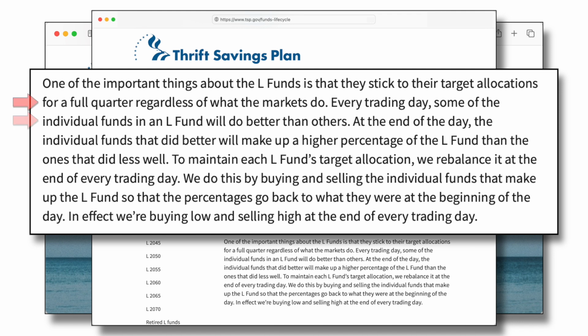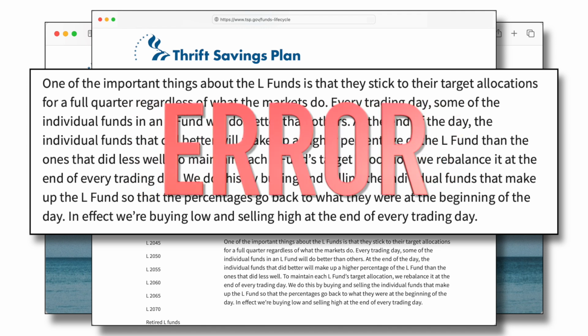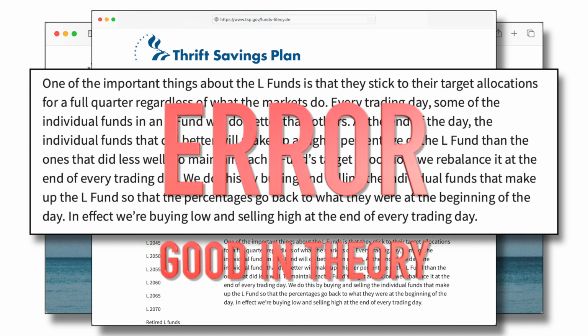Every trading day, some of the individual funds in an L fund will do better than others. At the end of the day, the individual funds that did better will make up a higher percentage of the L fund than the ones that did less well. To maintain each L fund's target allocation, we rebalance it at the end of every trading day. We do this by buying and selling the individual funds that make up the L fund so that the percentages go back to what they were at the beginning of the day. In effect, we're buying low and selling high at the end of every trading day. And that's an obvious error to me being committed by the TSP Lifecycle Fund Manager. While it sounds good in theory, it's not in practice.